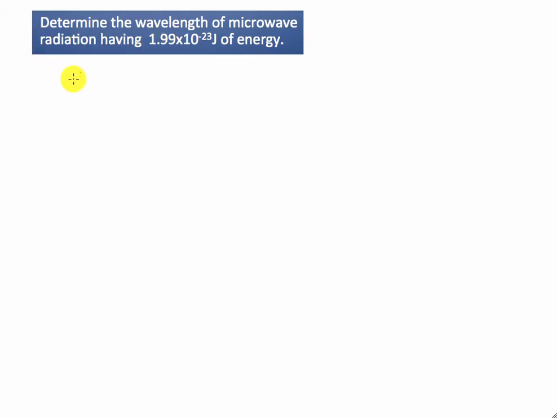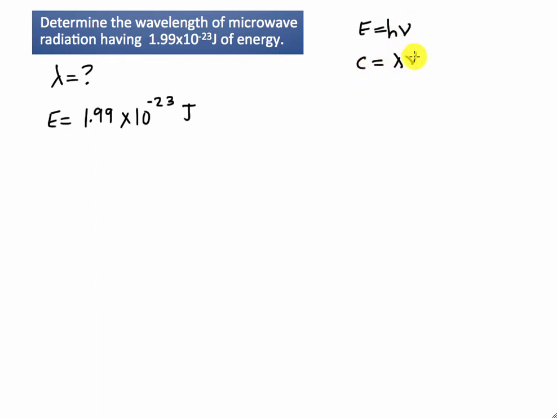Now, let's take a look at another one. It's a little more complicated, not much, but here we're going to determine wavelength. So now we're looking for wavelength of a microwave radiating with this amount of energy. We know that the energy coming out of this microwave is 1.99 times 10 to the minus 23 joules. All right, so again, we're going to use Planck's equation for energy. I'm going to use that speed of light equation, because what we're looking for is wavelength. If we're looking for wavelength, we're going to use this equation to solve for wavelength.